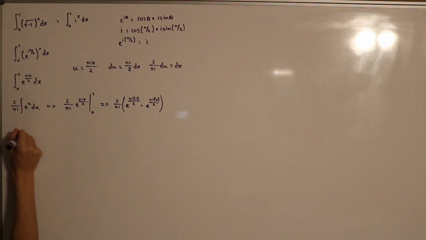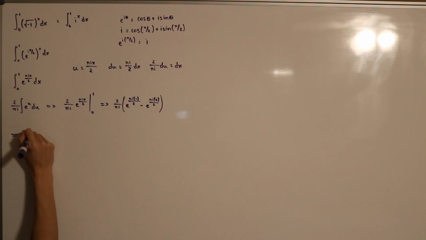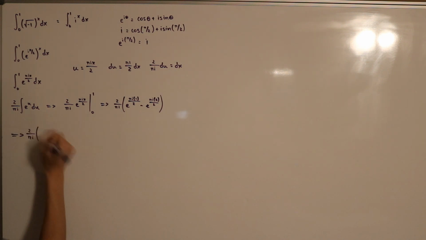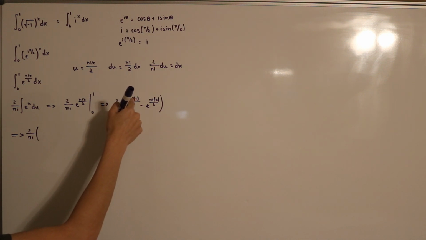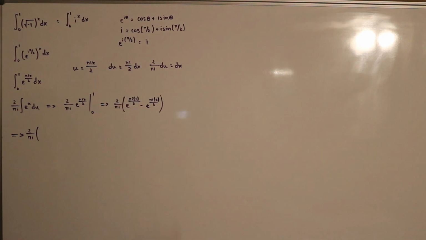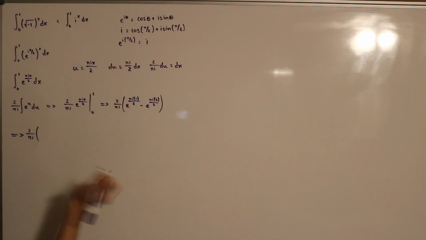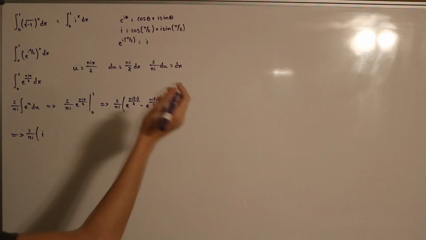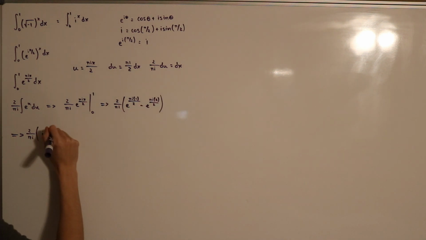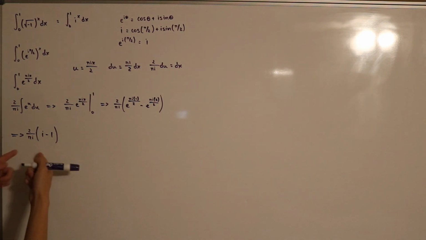And we have 2 over pi i. This is e to the pi times i divided by 2, which we set equal to i, so we can just replace this with i. And then pi times i is 0, so it's e to the 0, which is 1. And this is your answer here, but you're not done.